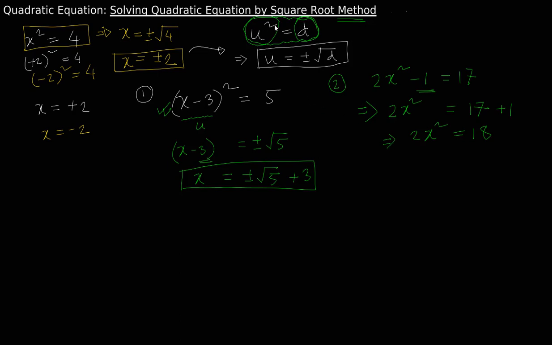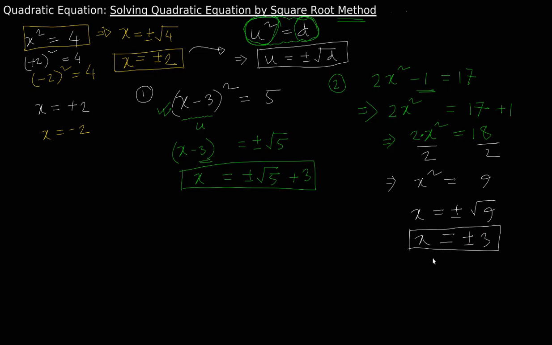Now if you notice here, I have u squared, so I want to make sure that there is no coefficient with x. So I want to get rid of this 2. What I'm going to do is divide both sides by 2. So I am left with x squared equals 9. So what will be my x? x will be plus minus the square root of 9, which is plus minus 3. So that is the solution. The solution for x is equal to positive 3 and negative 3.